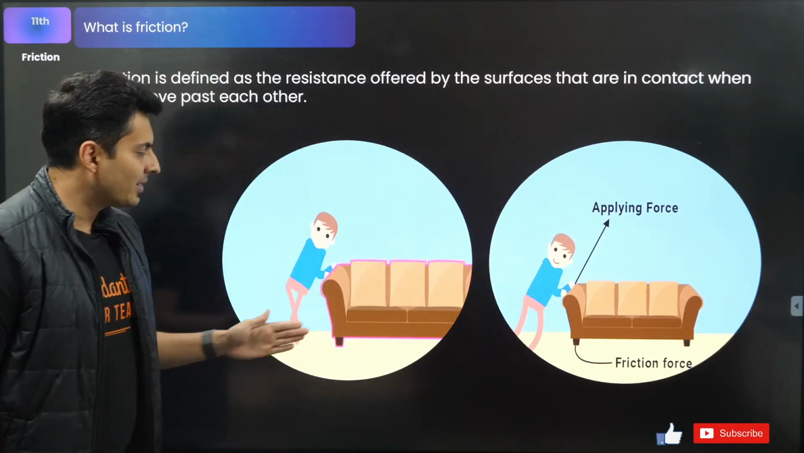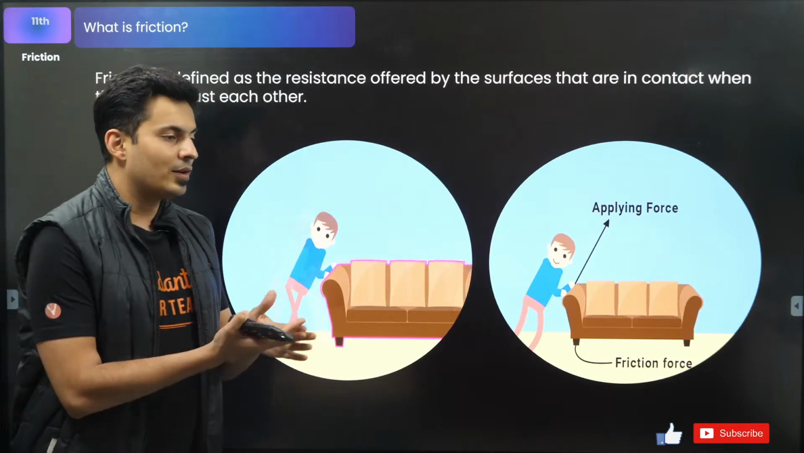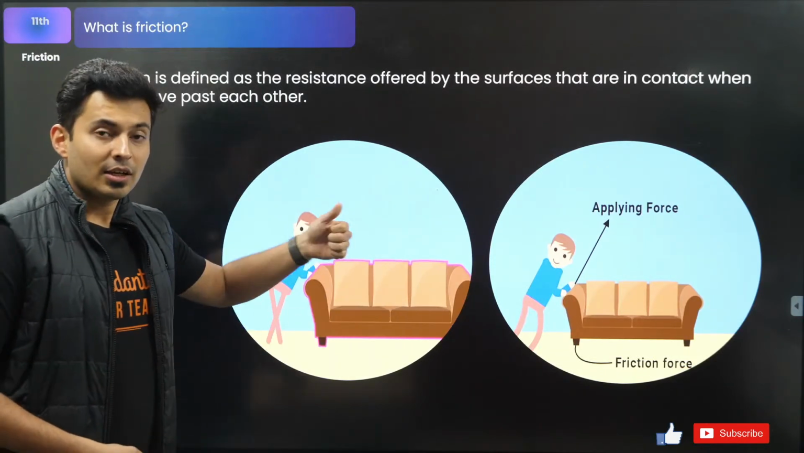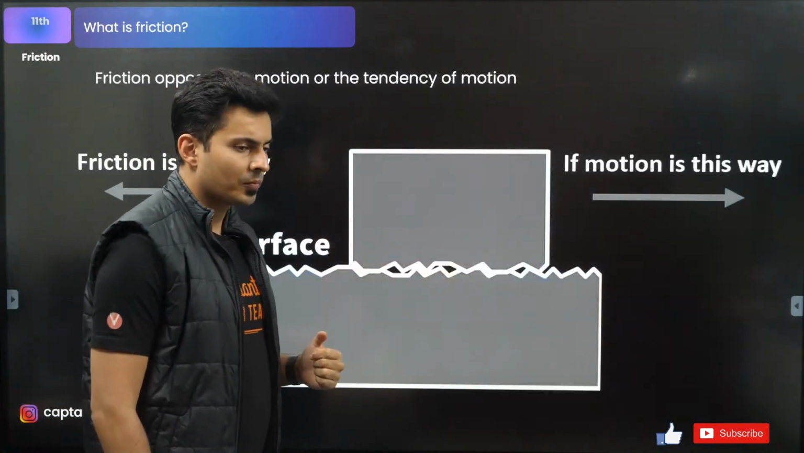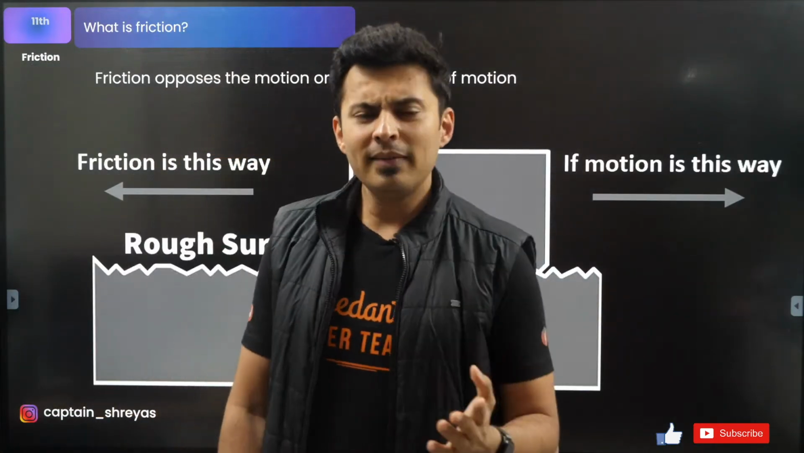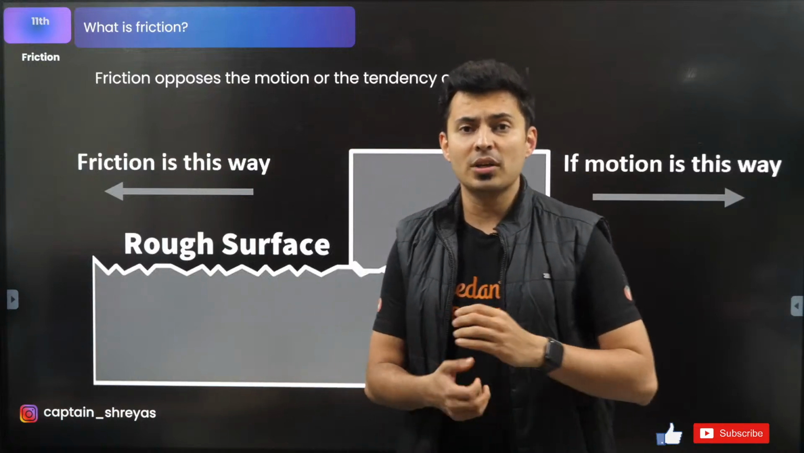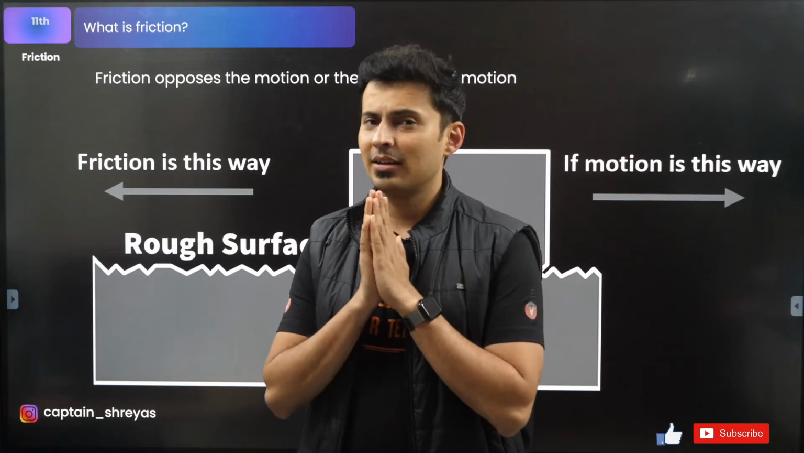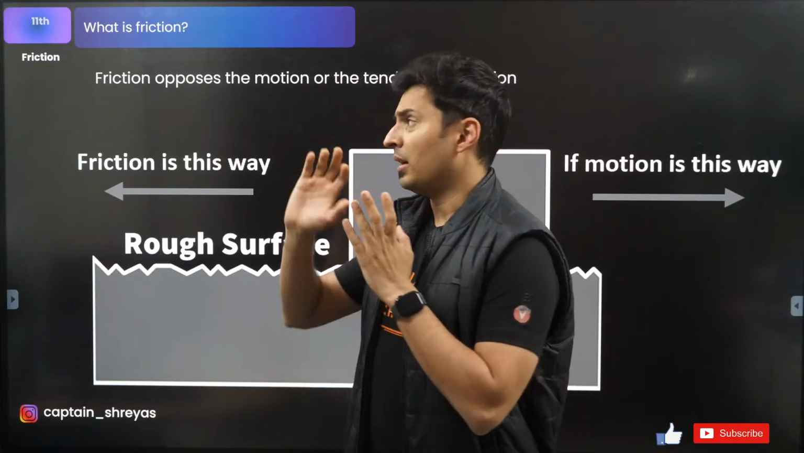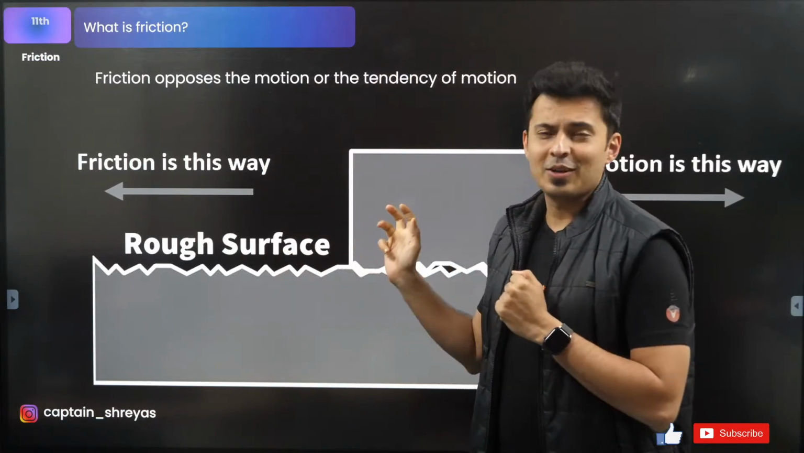Whenever you try to move things relative to each other, that roughness gives you that resistance. That resistance between the surfaces is called friction. This friction always opposes the motion or the tendency of the motion. Now, what do I mean by that? What do I mean by it opposes the motion or tendency of the motion?